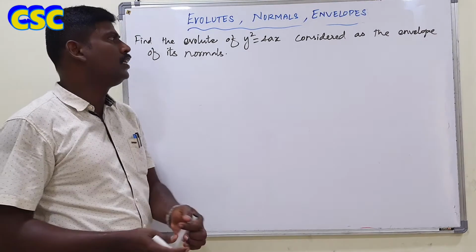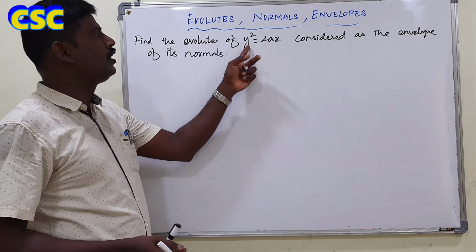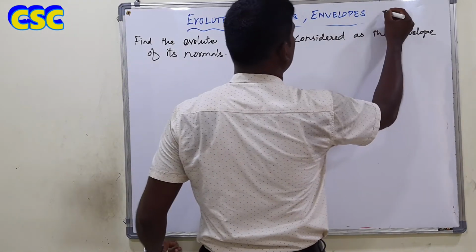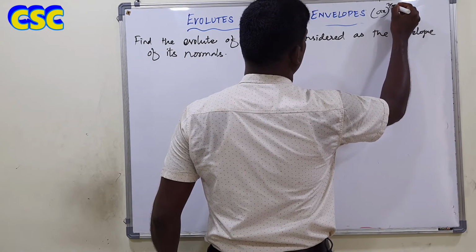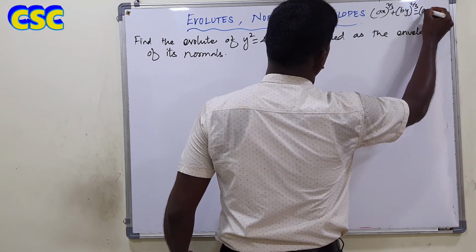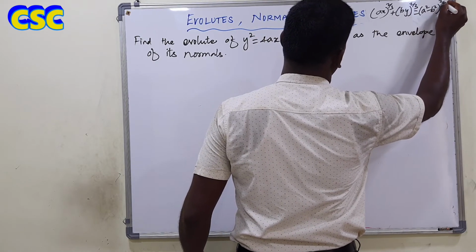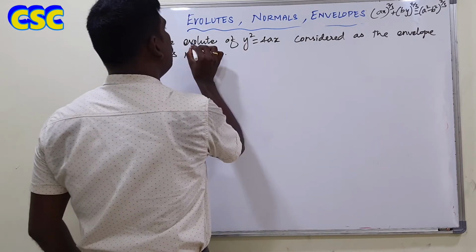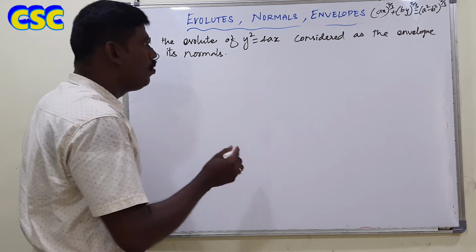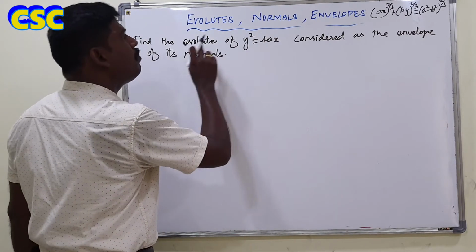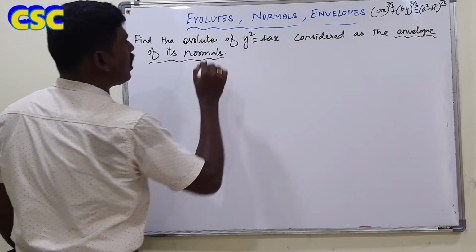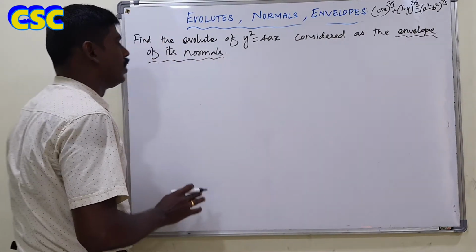Already in the previous session, I found the evolute of the parabola y square is equal to 4x. The answer to that problem is (ax) power 2 by 3 plus (by) power 2 by 3 equal to (a square minus b square) to the power 2 by 3. This is the evolute of the given curve. Now I am going to find the same evolute of the given curve through the envelope of its normal. That is the only difference between the two. Solution.